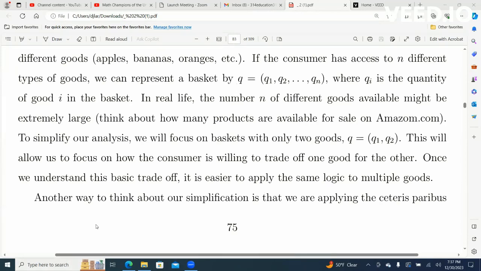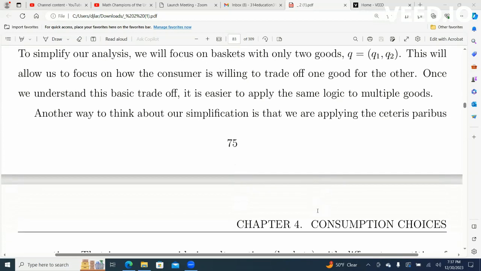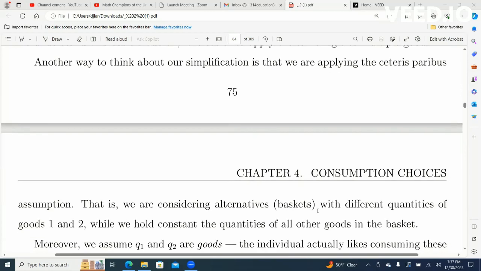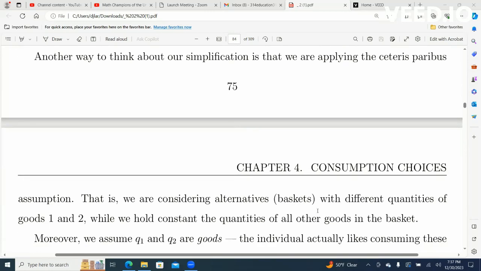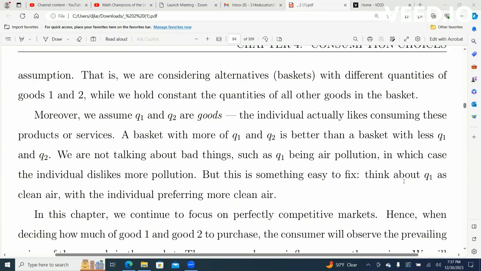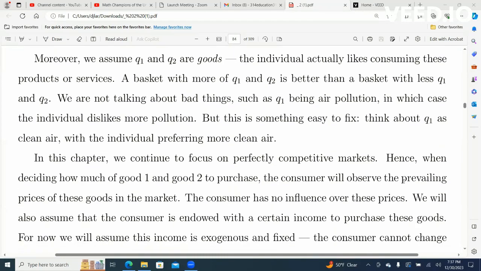So this will allow us to focus on how the consumer is willing to trade off one good for another. Once we understand this basic trade-off, it is easier to apply the same logic to multiple goods. Another way to think about our simplification is that we are applying the ceteris paribus assumption, I'm going to slaughter that. Ceteris paribus, that's just a little history with no meaning there. Et cetera, doesn't matter.